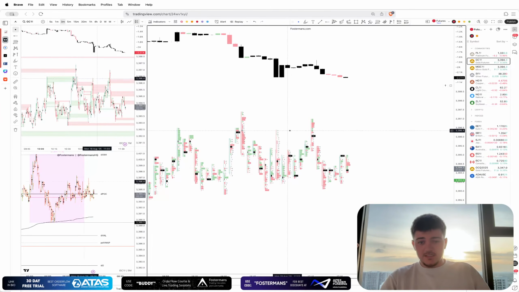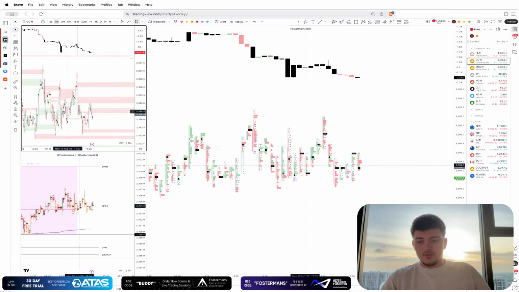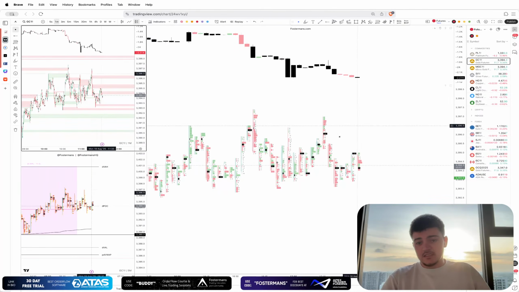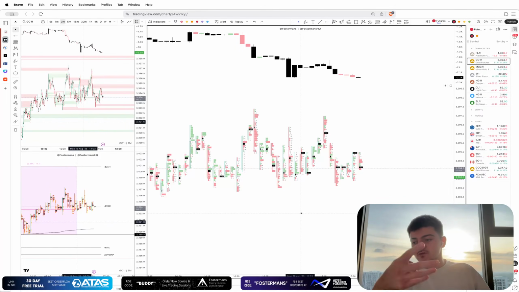All you really need is a delta footprint. You need a volume footprint. You need stacked imbalances. You need CBD, and that's pretty much going to be your main setup. But obviously, if you want the template for TradingView, you can get it inside the Discord. So it's really up to you guys.